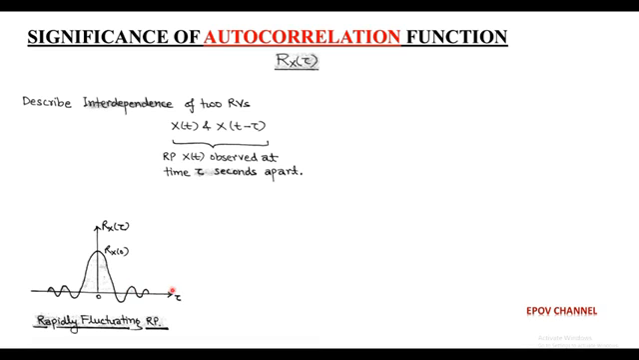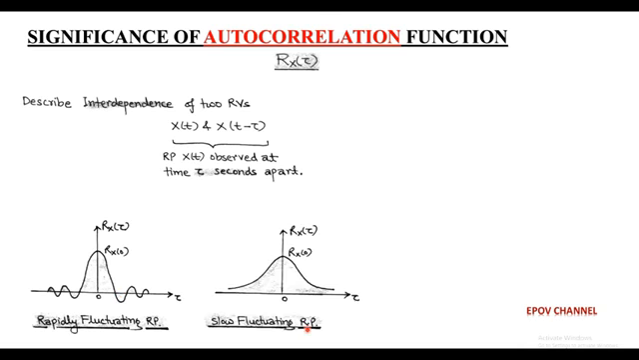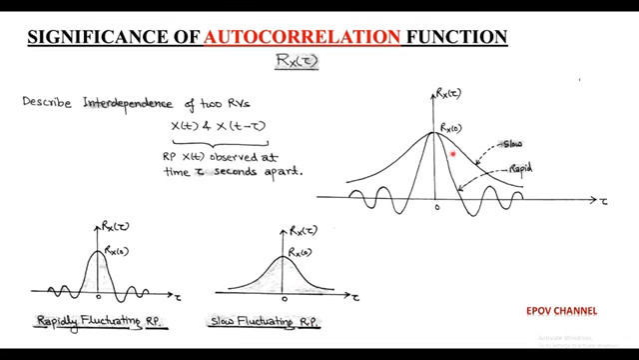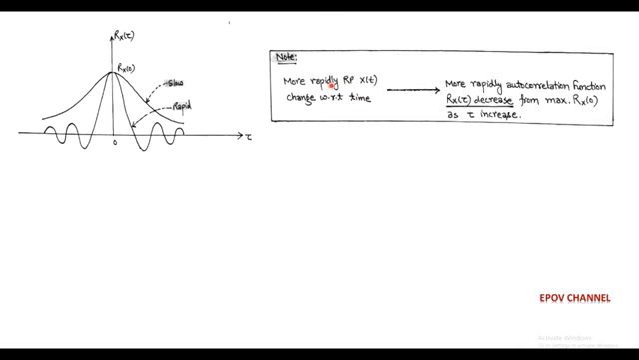So we get an undershoot and overshoot. But when the fluctuations of the random process are very slow, then the autocorrelation function decreases slowly from its maximum value at the origin. So it is concluded that when the random process x(t) changes rapidly with respect to time, then at the same rate the autocorrelation function decreases from its maximum value at tau equals 0.